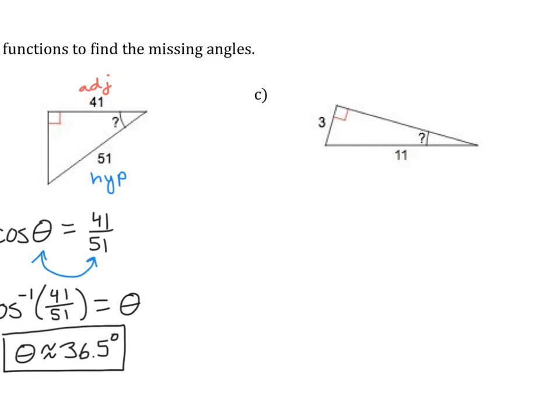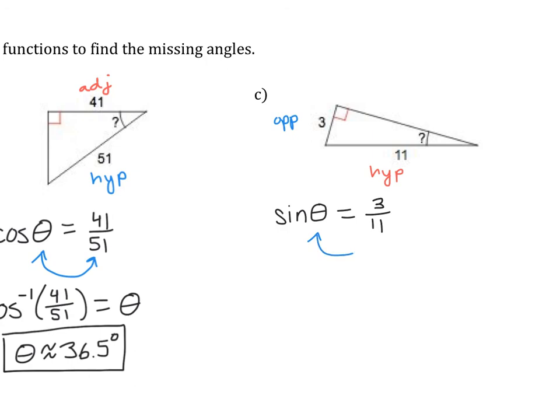Okay, for this last example, here's the angle we're trying to find. So let's label our sides. I see that the side length 3 is across from the angle, so we would call this the opposite side. This side length is across from our 90, so we call it the hypotenuse. Then we ask ourselves which trig ratio uses opposite and hypotenuse, and that would be sine. So we say sine of theta, which is what we're trying to find. Sine is opposite over hypotenuse, so 3 over 11.